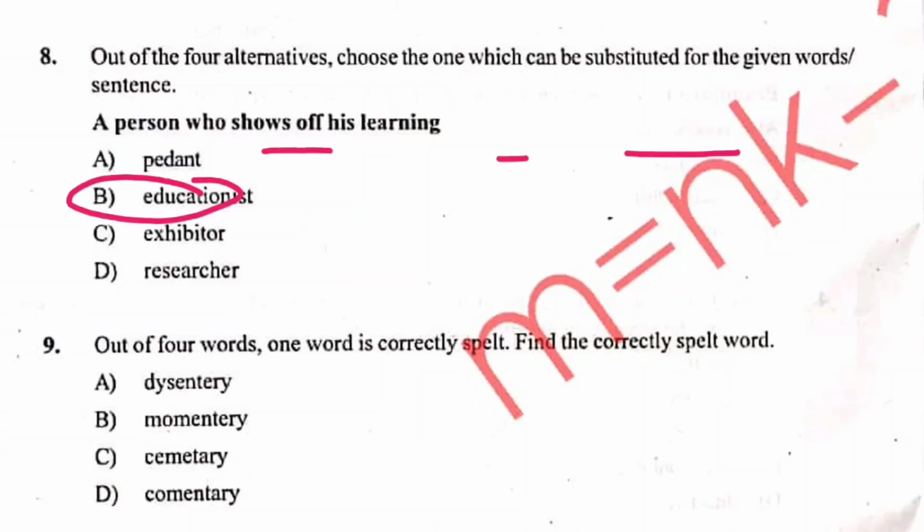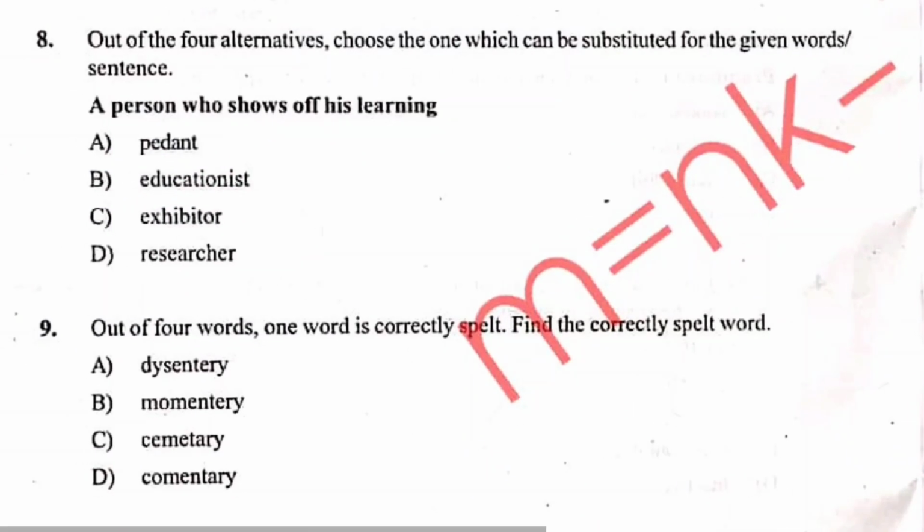Out of the four alternatives, choose the one which can be substituted for the given sentence. So we have a person who shows off his learning. So we call that very person as pedant. So the correct option should be A option.